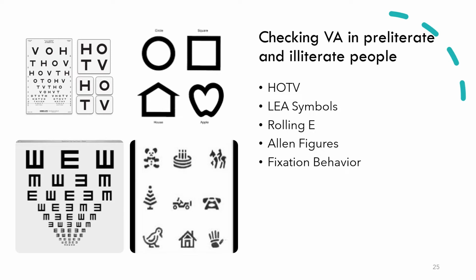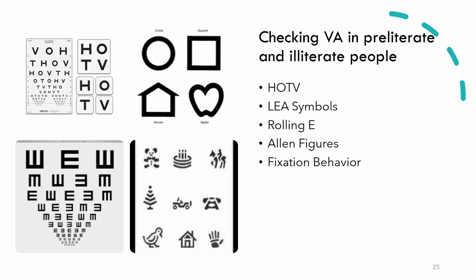The rolling E chart is evaluated by a patient, and generally you ask the patient to point in the direction that they see the E as they read the chart. Allen figures are commonly used in pediatric settings as well, but are considered inferior to the LEA symbols because they are distinct even as they do get smaller. And what child knows what a rotary telephone is these days?